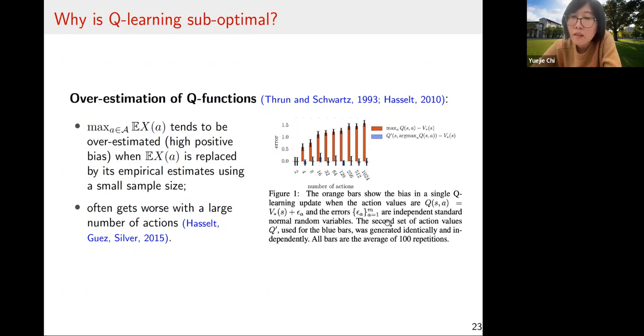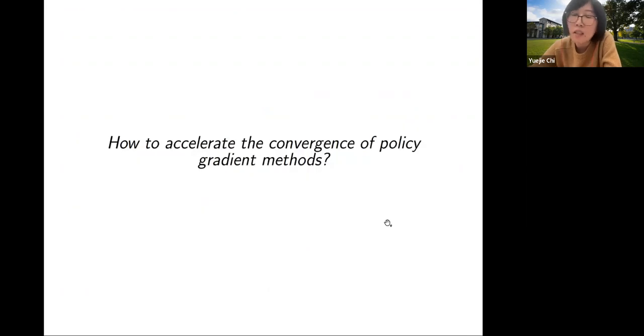All right, so that sort of covers my discussion about Q-learning. I wonder if there are any questions before I jump to policy gradient methods.